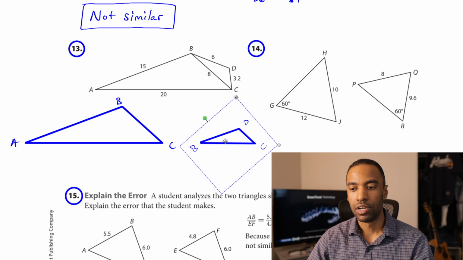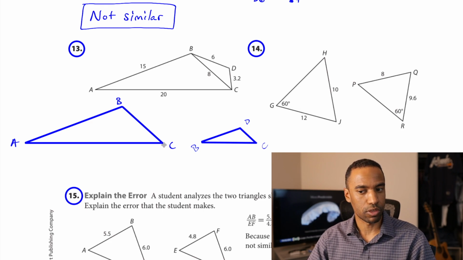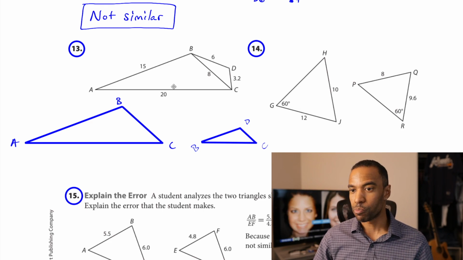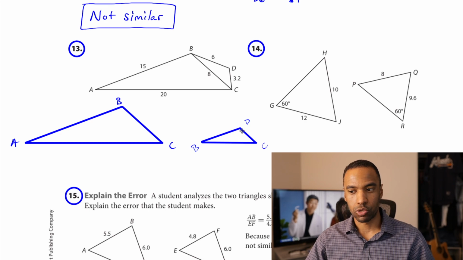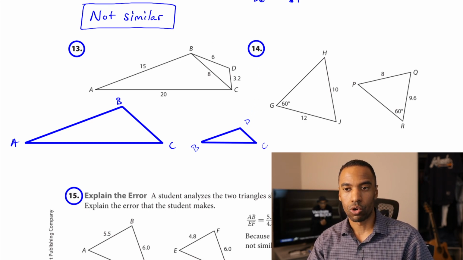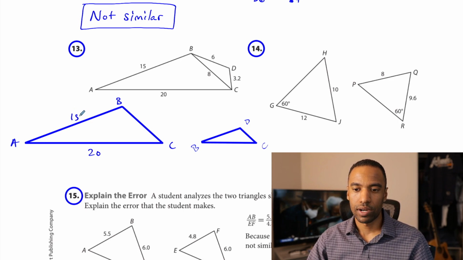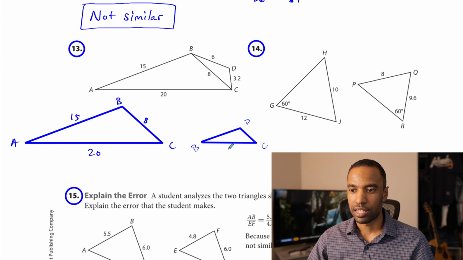Not by the looks here. But see, when I reorient this, the BC in this triangle does not correspond with the BC in this triangle. They're in different spots. BC here corresponds likely with DC. We'll take a look at how these things ultimately look in the end. Let's write these things out and see what they look like this way. 20, 15, and 8. And then here, this is 8, 6, and 3.2.